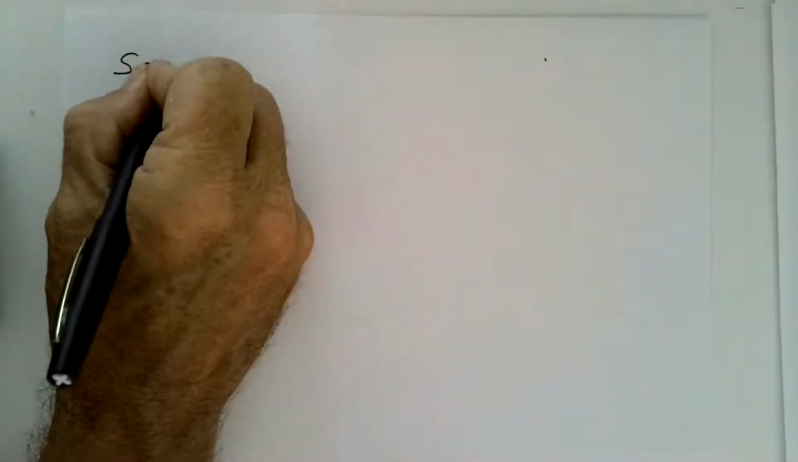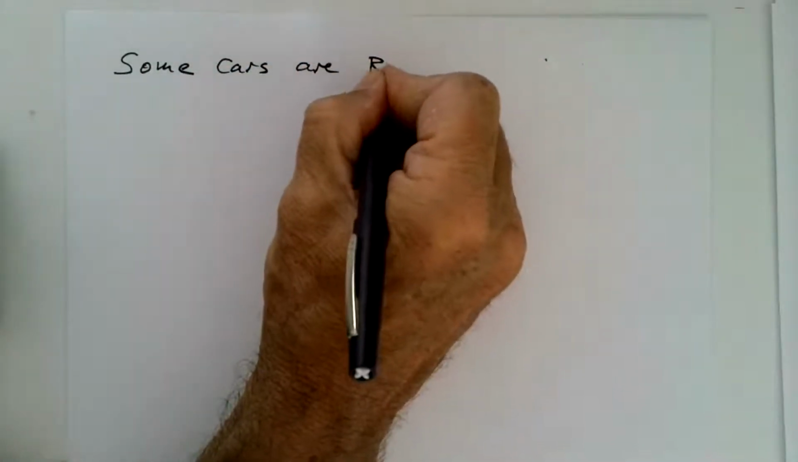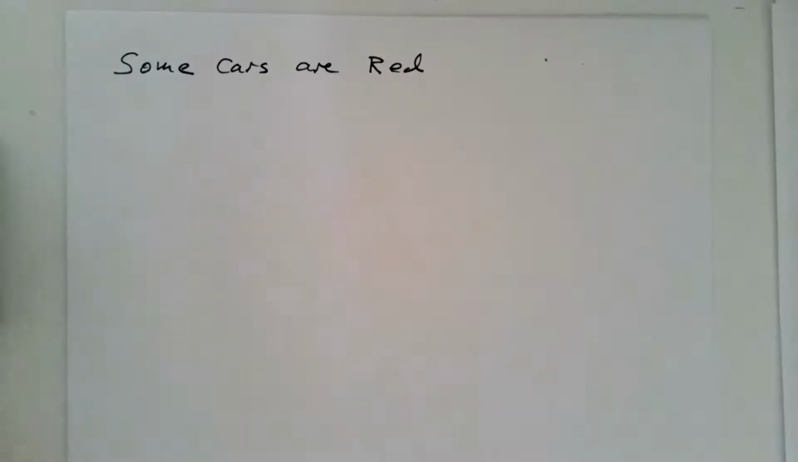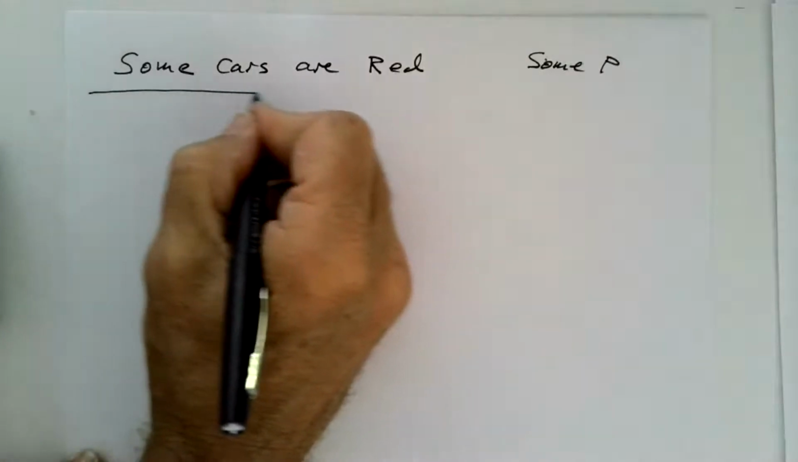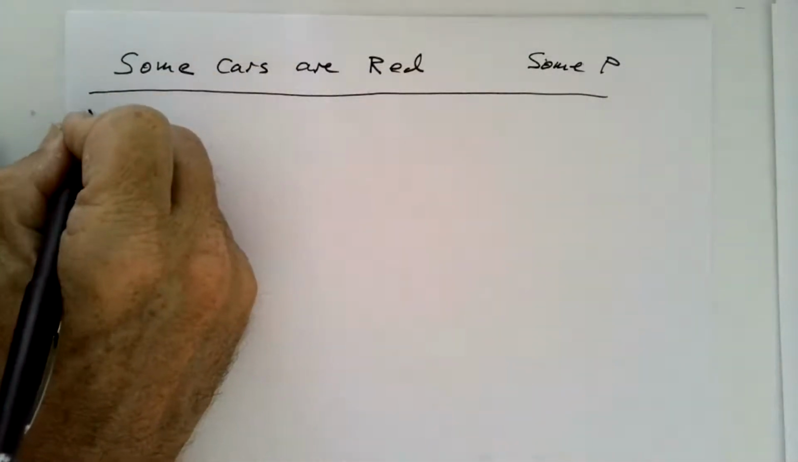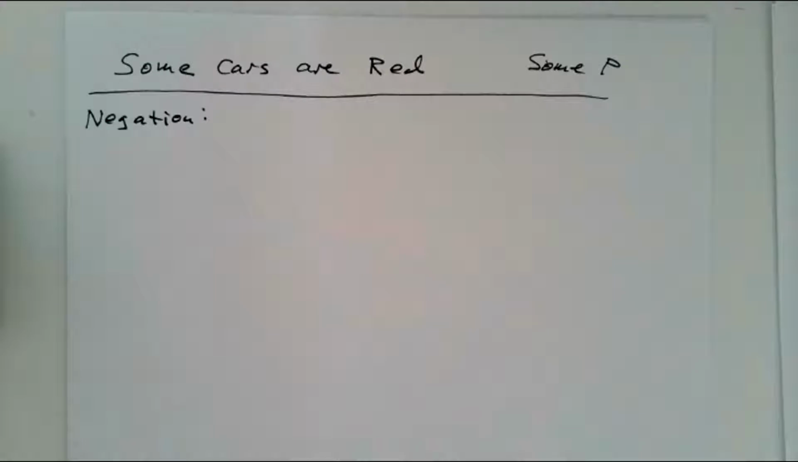What if we say, some cars are red? So our idea here is now some P. How are we going to negate that? What's the negation of some cars are red? Think about that for a minute. Does that mean no cars are red? Does that mean all cars are red? Does that mean all cars are not red? Does that mean some cars are not red?